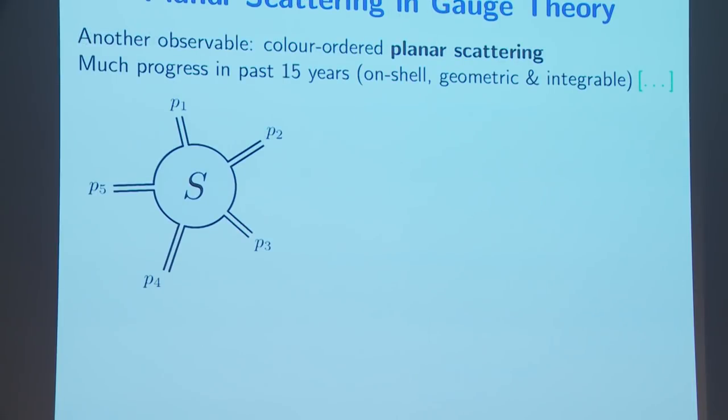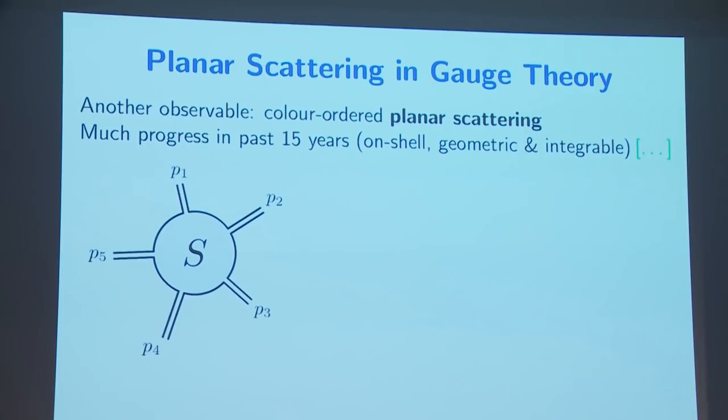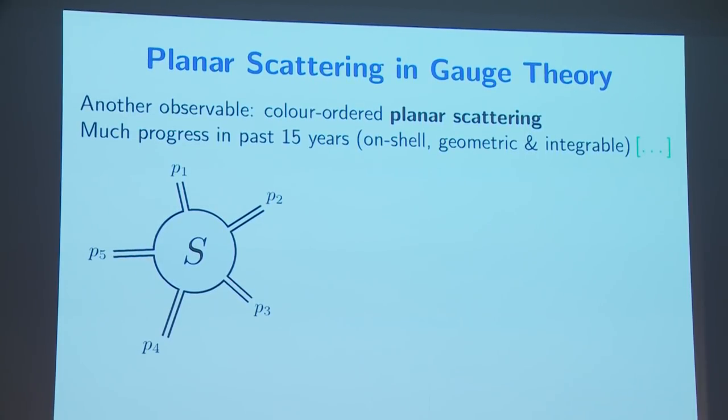Another context where integrability plays a role is planar scattering in gauge theory. So for a long time, color-ordered planar scattering amplitudes have been investigated, because it's the natural object you would look at anyway at tree level, and then also quantum corrections, loop corrections can be computed. And much progress has been made over the last 15 years, mainly using on-shell methods, but then also some geometric methods and methods using integrability.